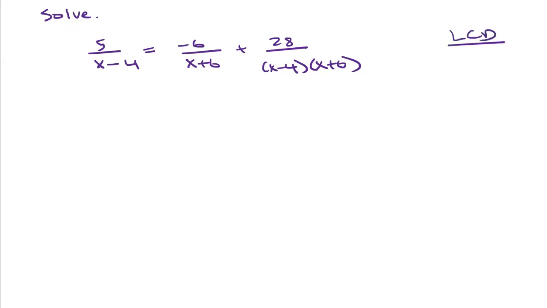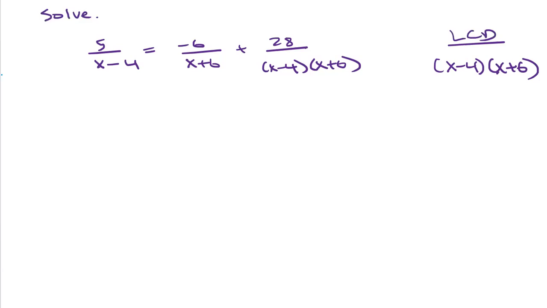In this case, we want the LCD. So the LCD, the least common denominator, is going to be these two factors, the x minus 4 and x plus 6. So that means I need to multiply each of these terms by the LCD.